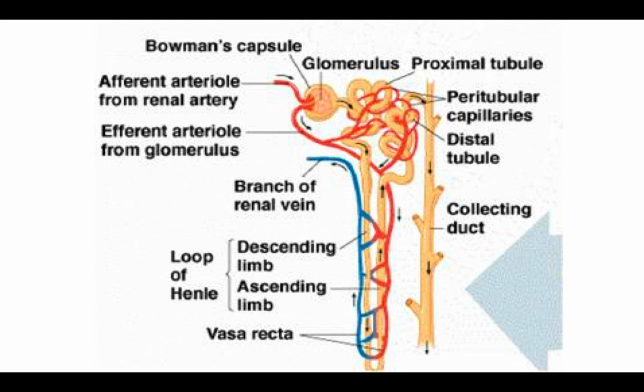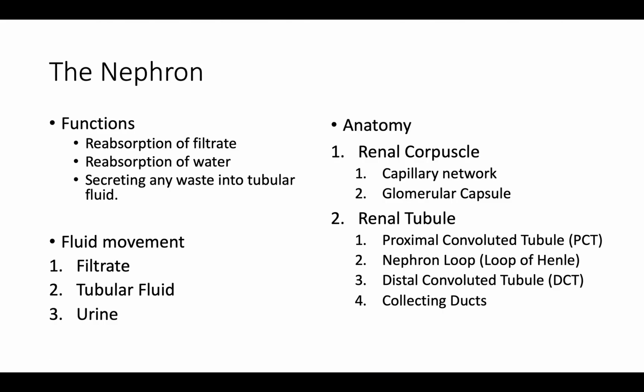We're going to go over it. You have the Bowman's capsule, this bowl-like structure with the glomerulus, capillaries, inside. Then through your PCT or proximal convoluted tubule, down through your descending limb, up through your ascending limb with an A. Those make up your loop of Henle, through your distal convoluted tubule or DCT and into your collecting duct. We're going to go through all of those in this section, as well as urine formation.